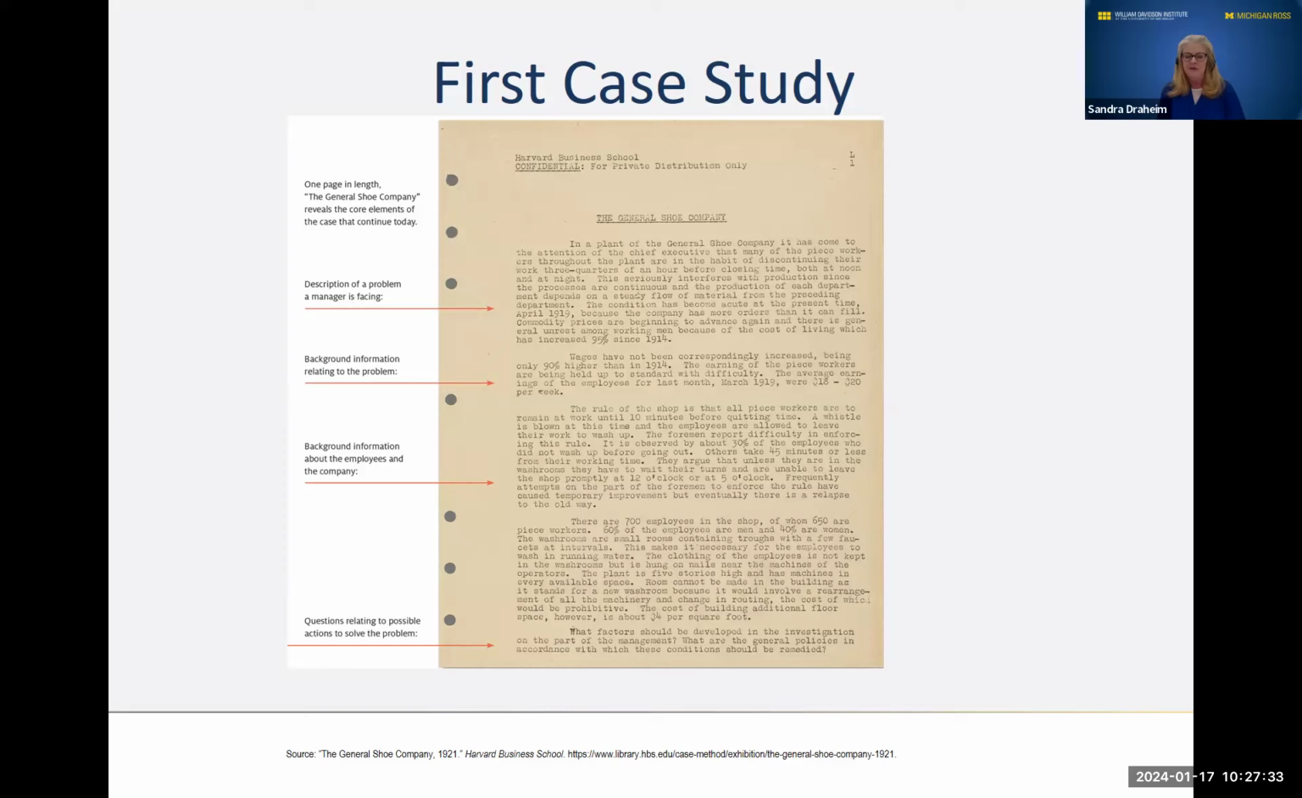So cases today reflect a lot more complexity than in 1921, and are typically much longer in length, certainly longer than 1 page, which you see on the screen. And they often today include exhibits and tables and spreadsheet data, sometimes even audio and video elements. And today's cases also reflect the challenges of a global economy and competition, and of course, challenges related to healthcare, for example.